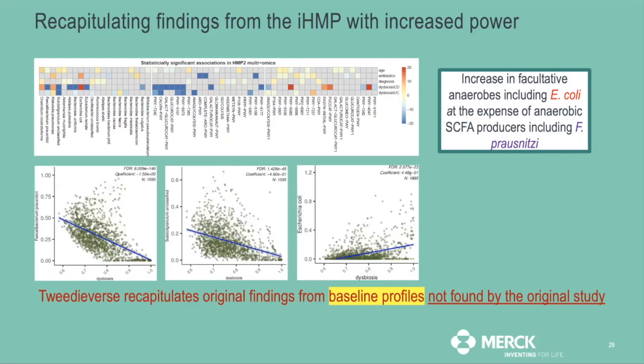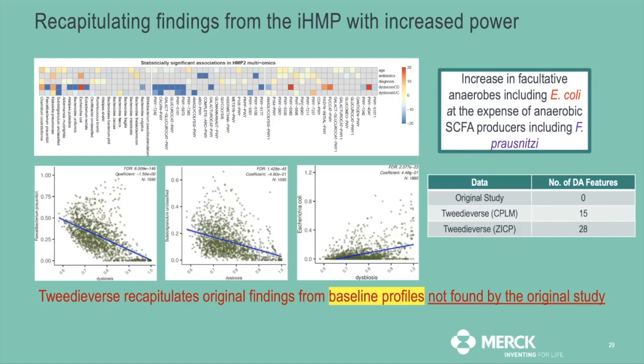The point that makes Tweedieverse really interesting is that the original iHMP study is longitudinal, so it analyzes the whole data set and finds these findings. But if you restrict yourself to the baseline samples only, the original study could not find any differentially abundant features, even though the paper claimed that the IBD and non-IBD groups are usually patients with some problems in their gastrointestinal tract, which means they are more or less similar in nature.